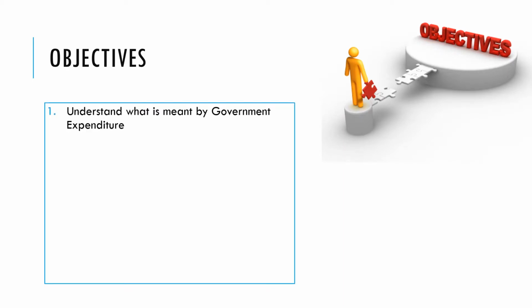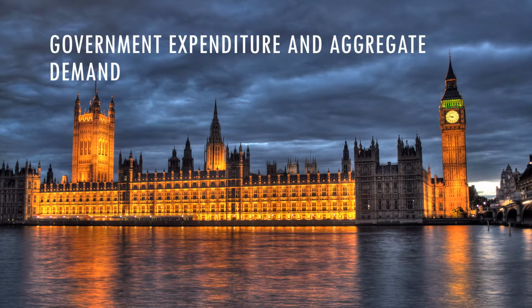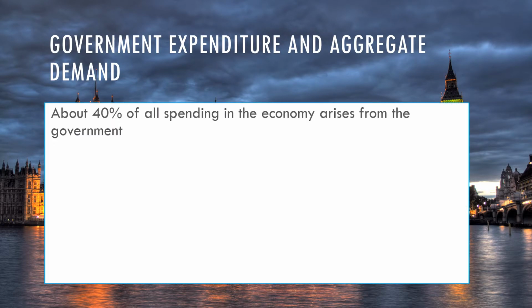So we've looked at what is meant by government expenditure and looked at some of the figures behind the UK's current position. Now let's look at government expenditure, the relationship between that and aggregate demand and circular flow, before moving on to the influences on government expenditure. So, government expenditure and aggregate demand. Well, the government accounts for about 40% of all spending in the economy.